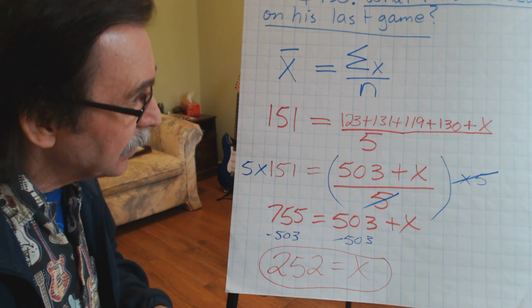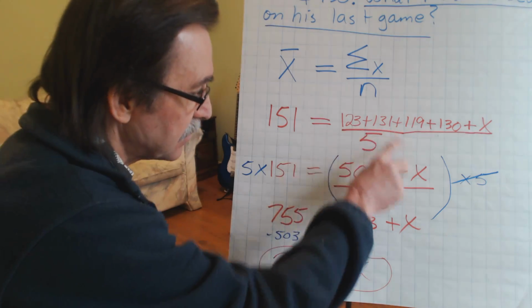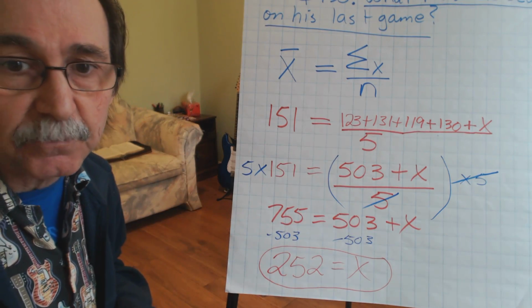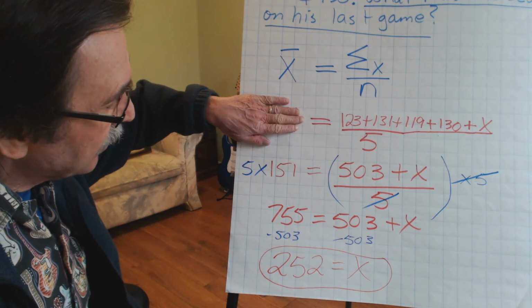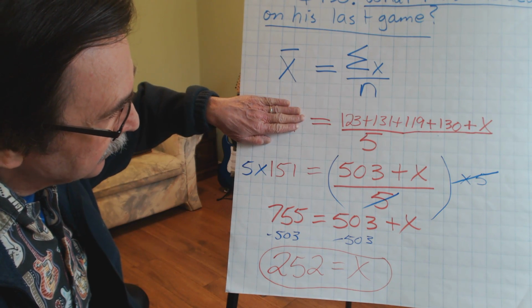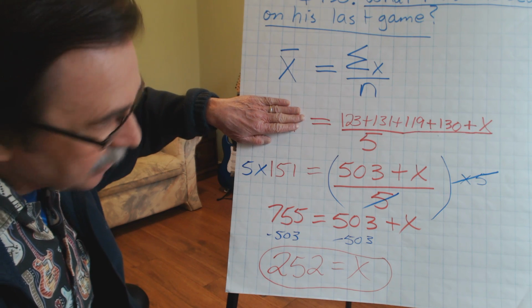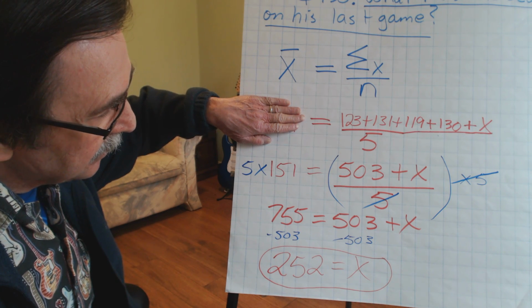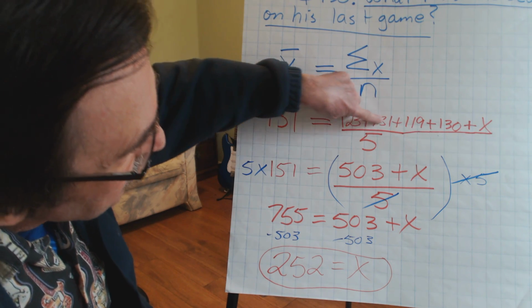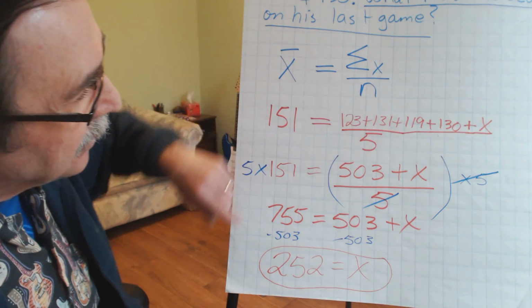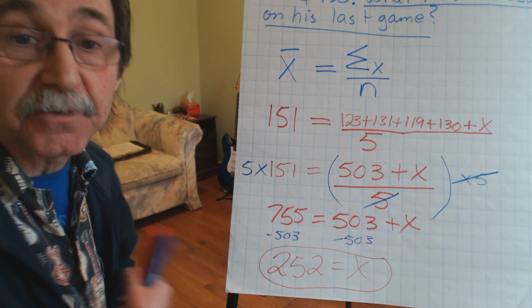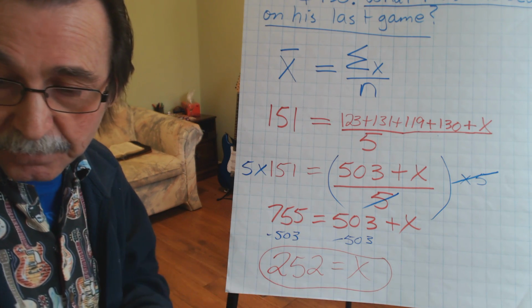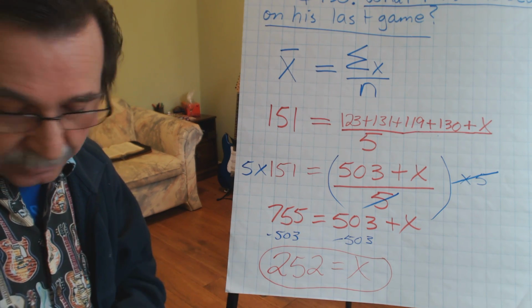Now, I would like to go back into this. I want to see if I'm actually right or not, okay? So, let's just forget about this 151 for a second. And I want you to take these numbers, add them up, then add 252, and then divide by 5 and see if you actually get 151. Okay, so let's do it together.